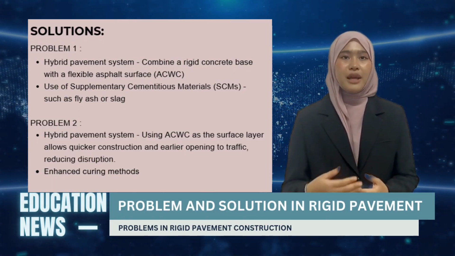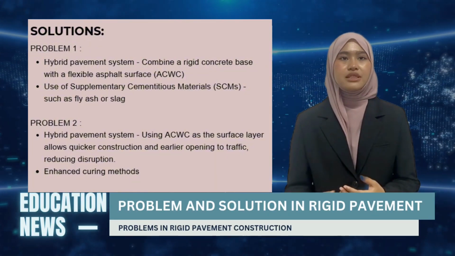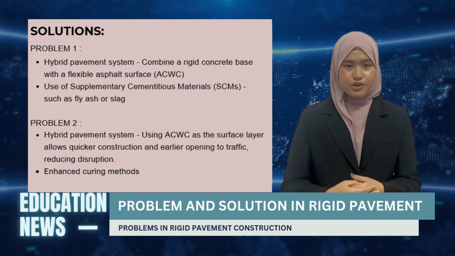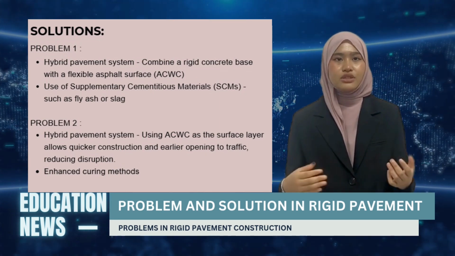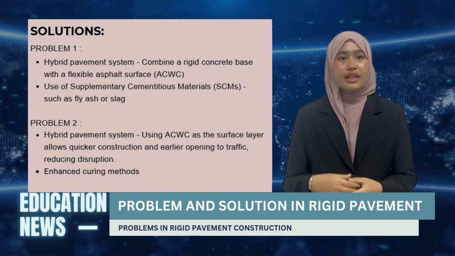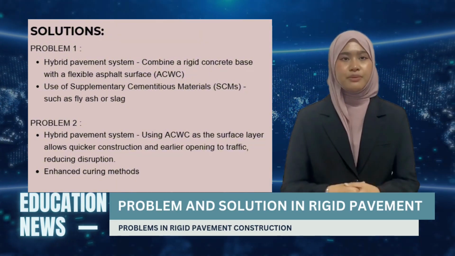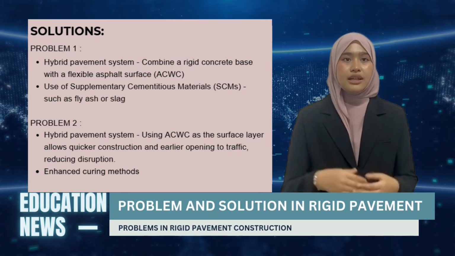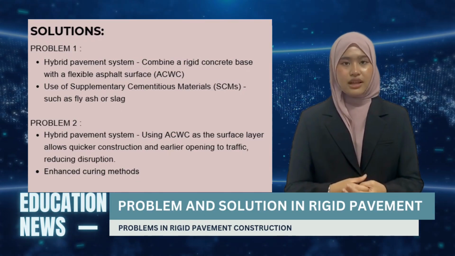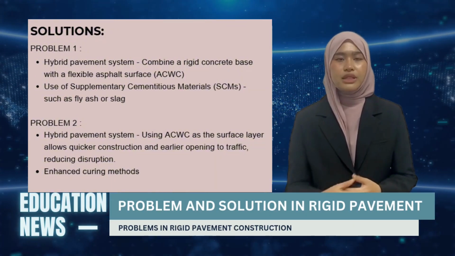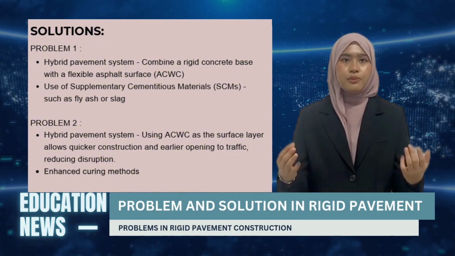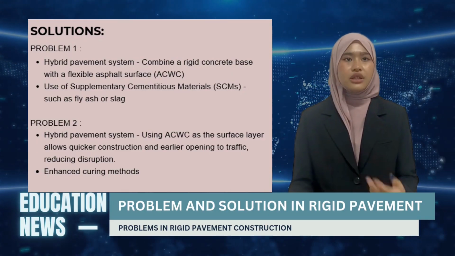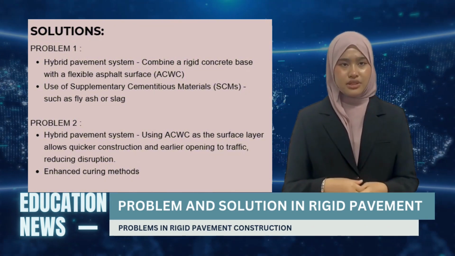To reduce costs, PLUS Expressway will introduce a hybrid pavement system. This system uses rigid pavement as the base and flexible pavement, or SCWC, as the surface layer. This helps to lower construction costs while still keeping the road strong. In addition, fly ash and slag are used to replace part of the cement, which helps reduce material costs and is more sustainable. Next, to solve the problem of long construction time, the hybrid system allows roads to be opened faster, which reduces traffic disruption. Proper curing methods are also applied, such as water spraying, wet cloths, and curing compound, to make sure the concrete gains enough strength.